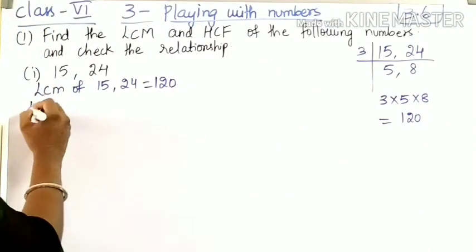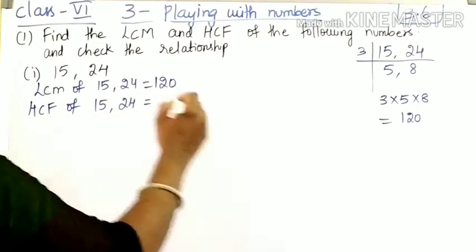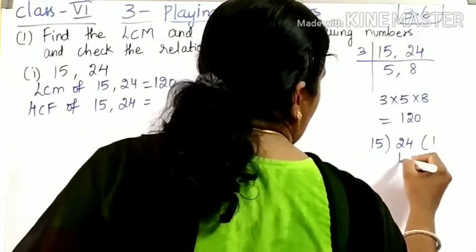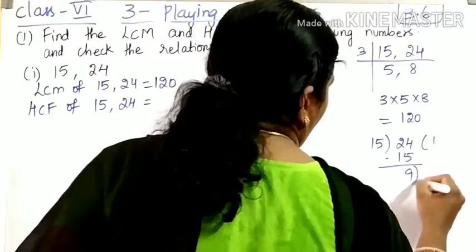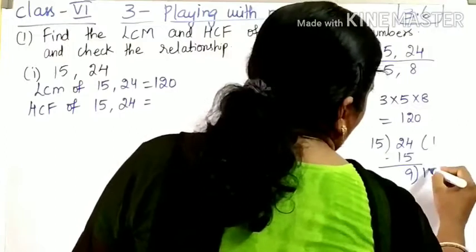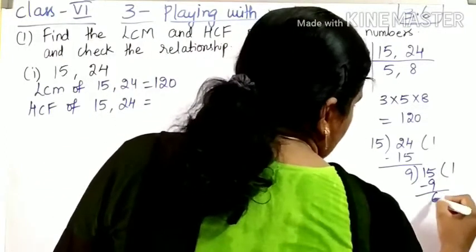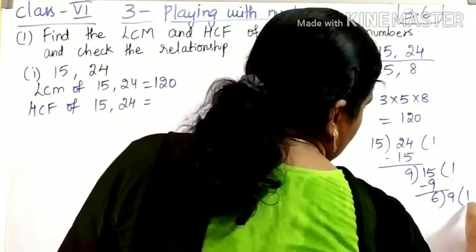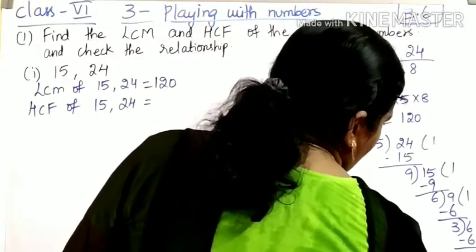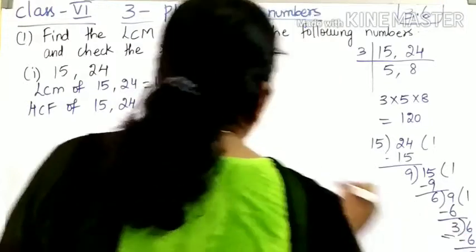Now we will find the HCF of 15 and 24. 15 ones are 15. Here 9 is left over. Again the remainder 9 will become the divisor, so the previous divisor will become the dividend. 9 ones are 9. How much is left? 6. Again 6 divided by 9. 6 ones are 6. Again 3. 3 twos are 6. Here, for which divisor are you getting remainder 0? For 3. So the HCF is nothing but 3.